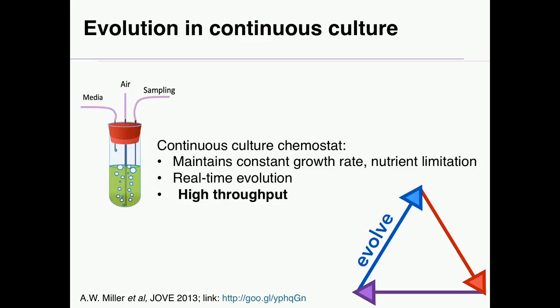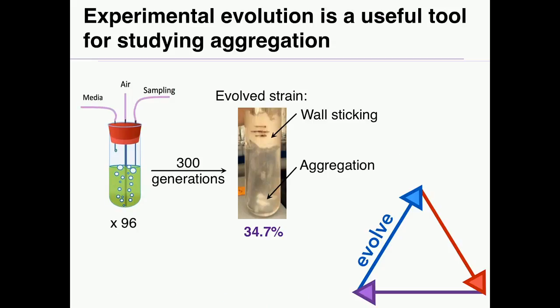During the course of an experiment, the yeast are evolving in response to the selective pressure, but they're also evolving in response to the physical constraints of the environment. As a result, continuous culture is actually a good mechanism for studying aggregation. If we start with an ancestral strain that has a loss-of-function mutation in a transcriptional regulator of flocculation, which is cell-cell adhesion, and we evolve that strain for 300 generations, and we do that 96 times, we see about 35% of the time one or both of these traits evolve.